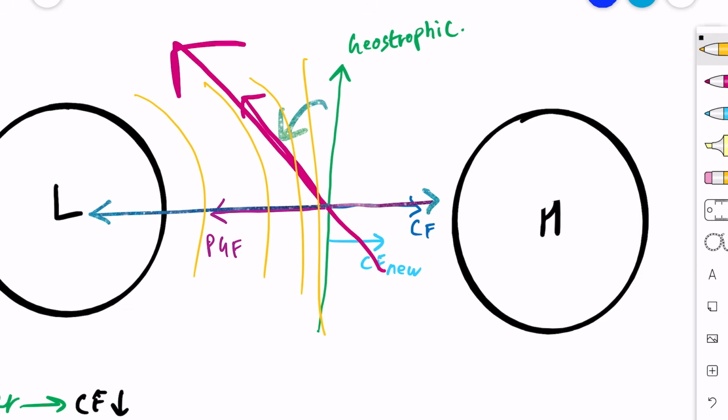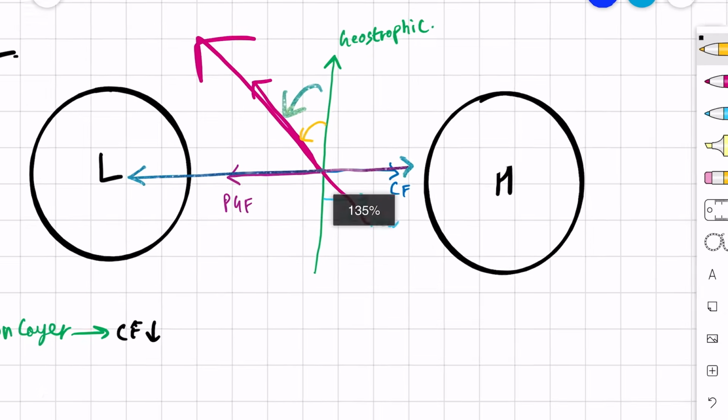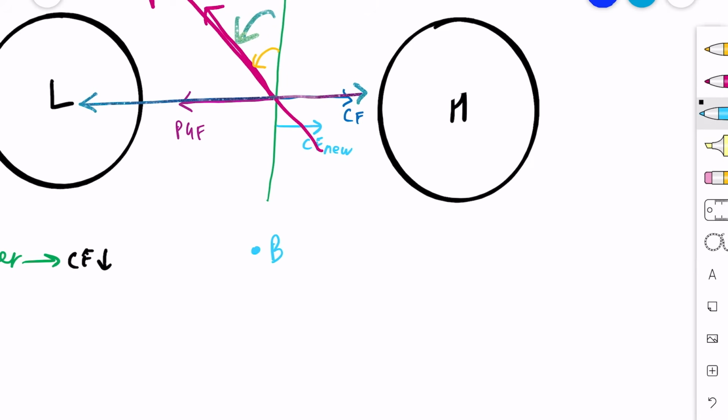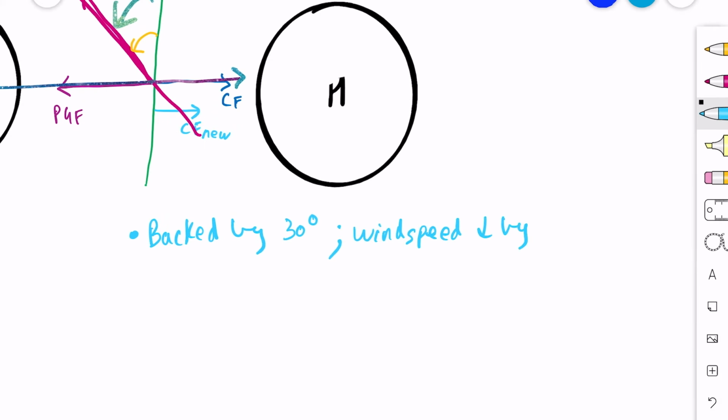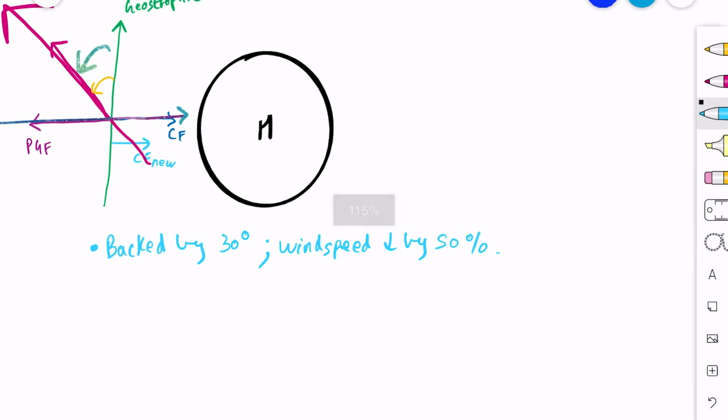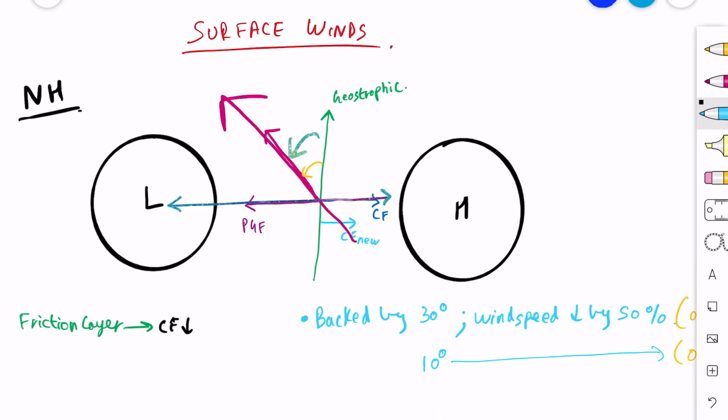Perfect. Now what will be the angle and the speed by which the winds will change? Because we saw that there was an angle by which the wind changed, and since the wind velocity decreases in the friction layer, we need to know by how much the wind velocity will decrease. So the wind is backed by 30 degrees and the wind speed is decreased by 50%. This is the scenario on land. Now on sea, since the friction layer is stronger on the land, when we talk about the sea, the backing angle will be just 10 degrees. So now let's see a question on this.